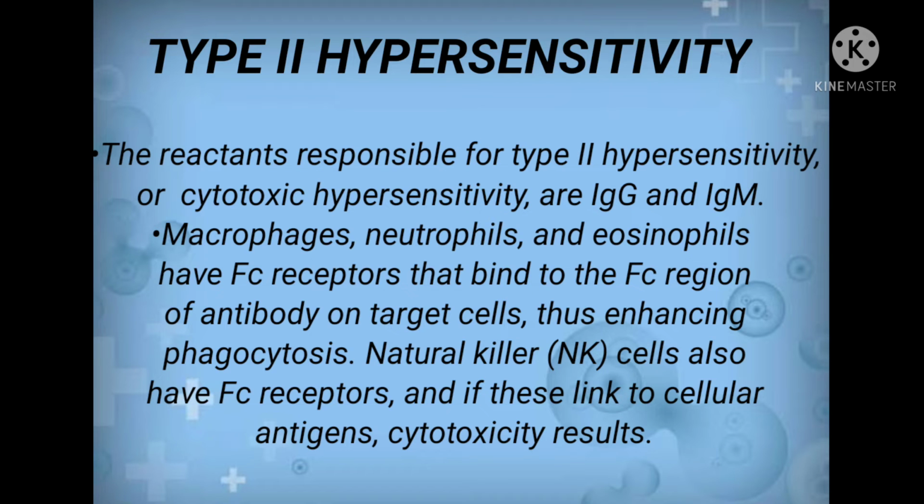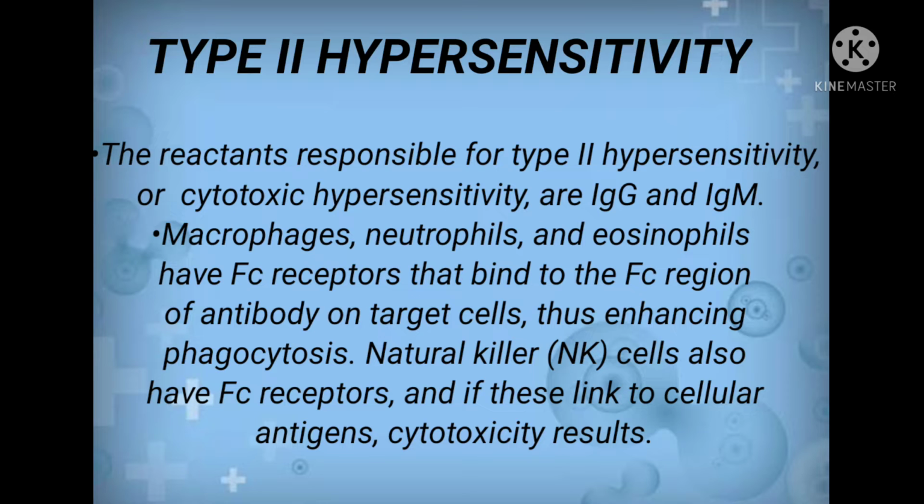Let us proceed to type 2 hypersensitivity. The reactants responsible for type 2 hypersensitivity or cytotoxic hypersensitivity are IgG and IgM. They are triggered by antigens found on cell surfaces. Macrophages, neutrophils, and eosinophils have Fc receptors that bind to the Fc region of antibody on target cells, thus enhancing phagocytosis.